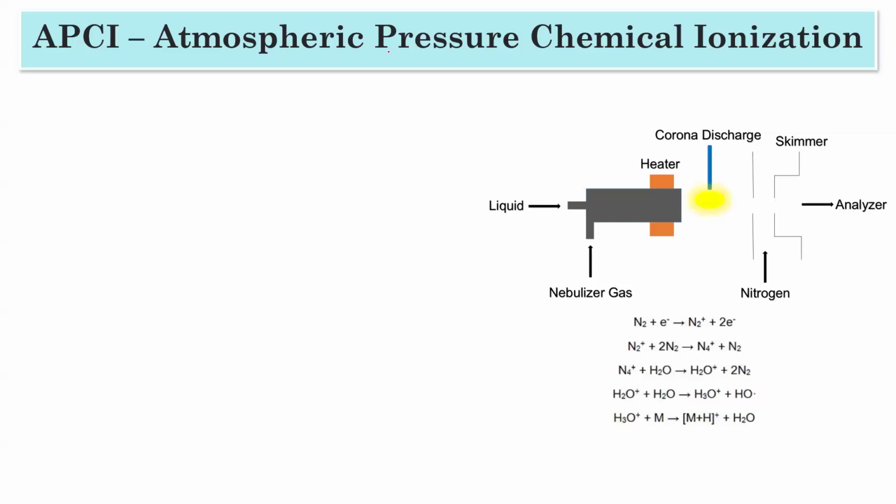Okay, so this is atmospheric pressure chemical ionization. So in this case, what's happening? Similarly, you have a liquid sample going inside, and then you have a heater. And then you have a corona discharge. This is just a high electric field you have applied on some metal, and then your liquid will get ionized and then move to the analyzer.